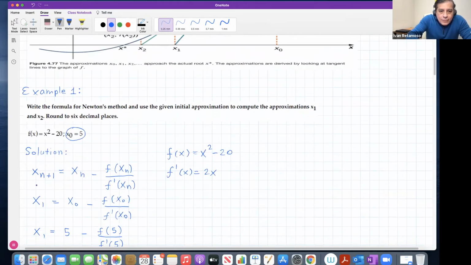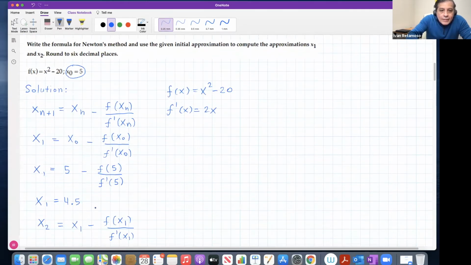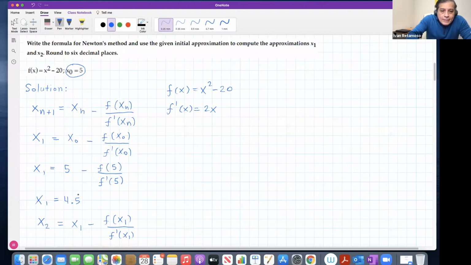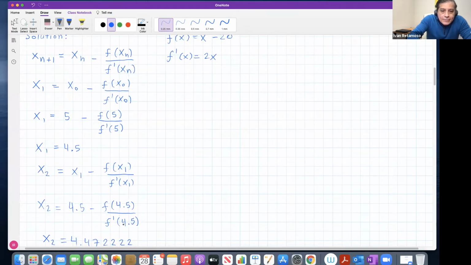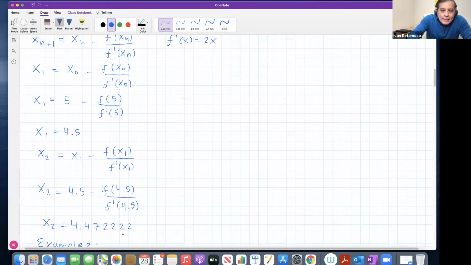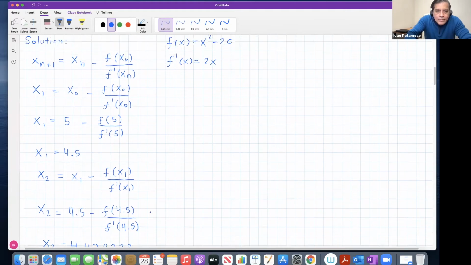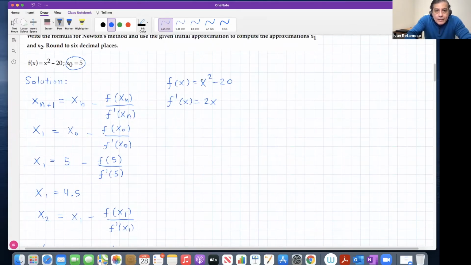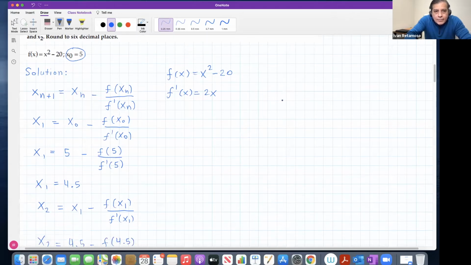Look, it's this formula that has to be applied repeatedly. You find the first output, and then for the next iteration, the first output becomes the input, and you get a new value. Eventually, the sequence of x1, x2, x3, x4, if you continue, will converge to some number. At that point, you stop, you say we're done. We found a good approximation for a zero, or solution to this equation f of x equals 0. That's how Newton's method works.